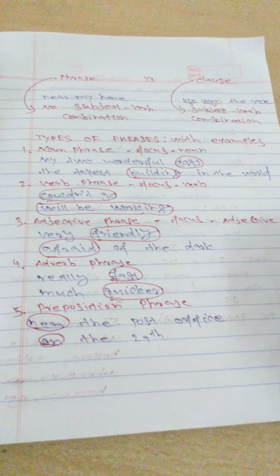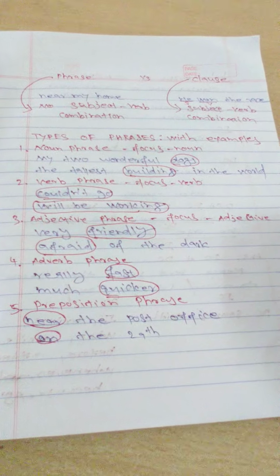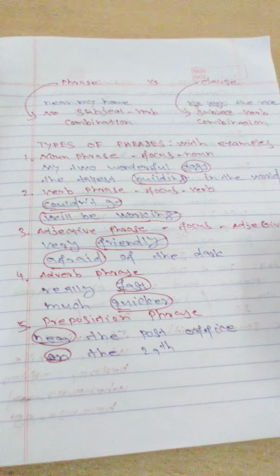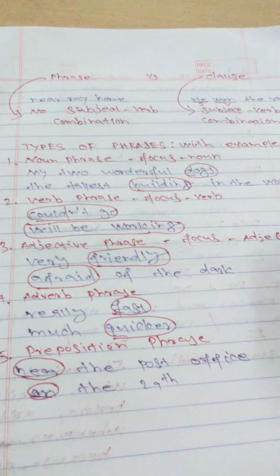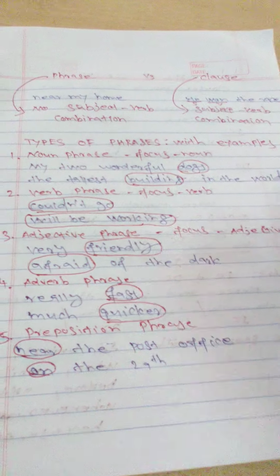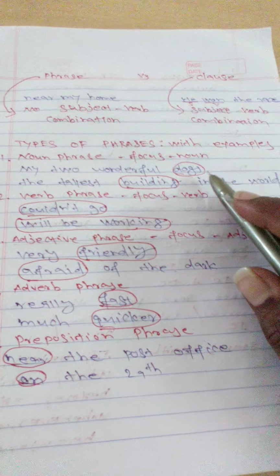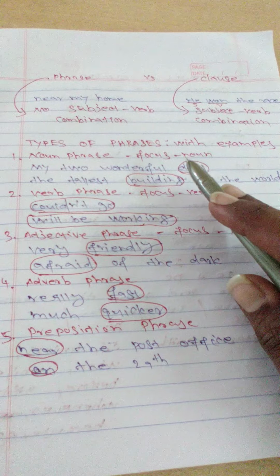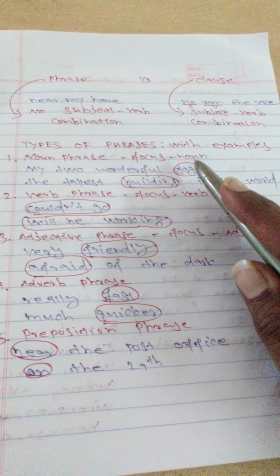There are 5 types of phrases: noun phrase, verb phrase, adjective phrase, adverb phrase, preposition phrase. The first one, noun phrase. The phrase focused on the noun is called a noun phrase. For example, my 2 wonderful dogs, the tallest building in the world. The circled words, dogs and building, are nouns. So the phrase focusing on the noun is called a noun phrase.